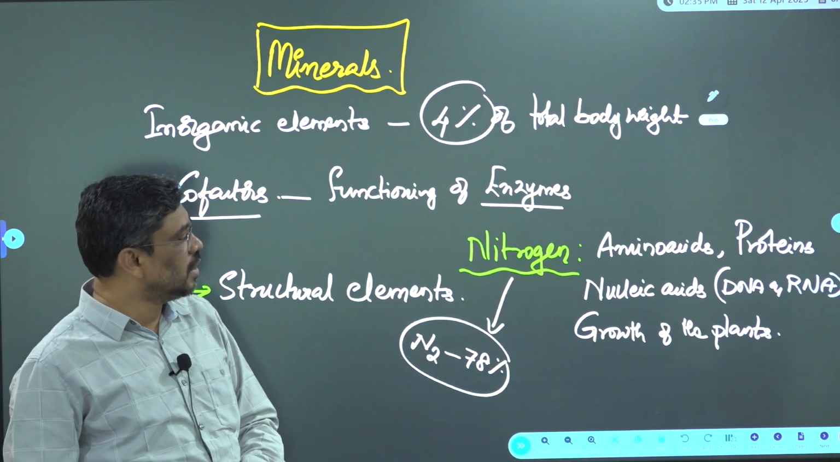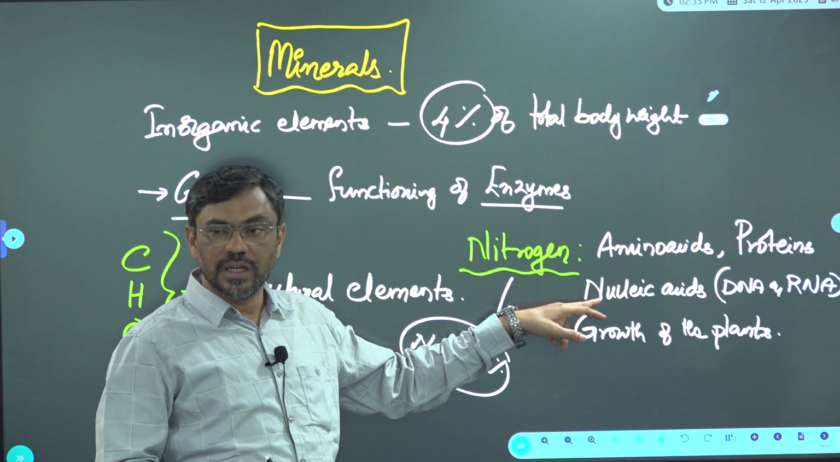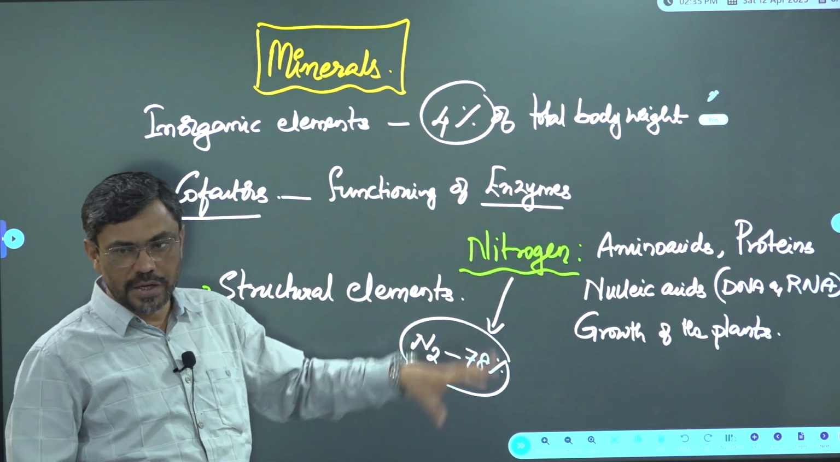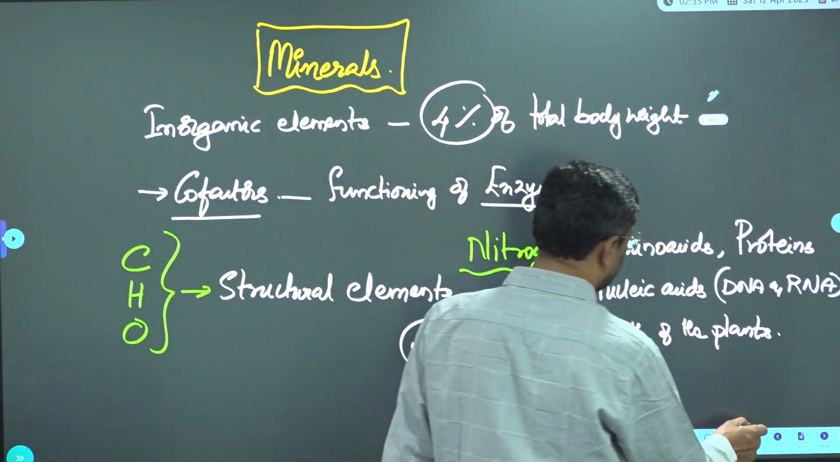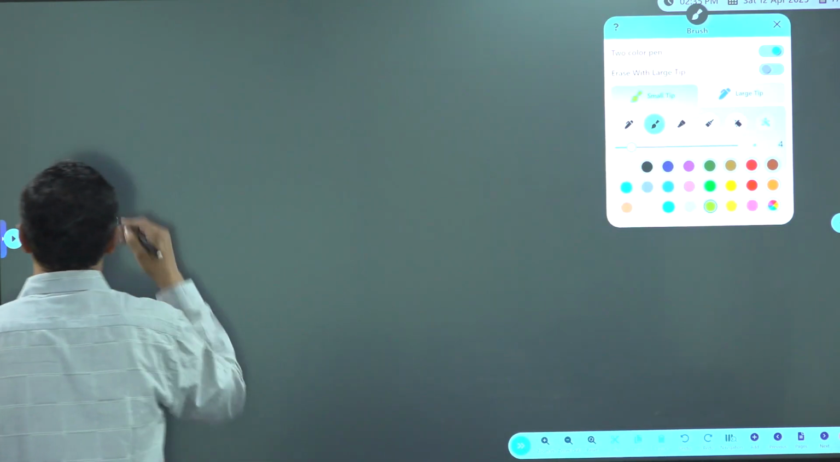You remember this one. So this nitrogen is essential for the construction of amino acids, proteins and nucleic acids. Okay, right. Next, another element, phosphorus.